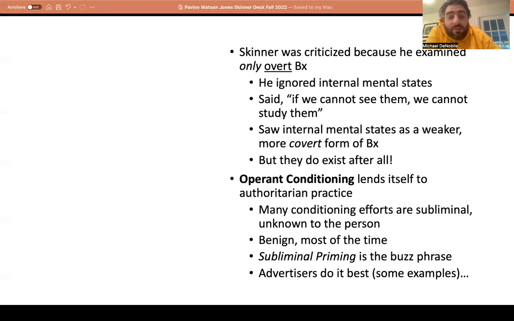Operant conditioning lends itself to authoritarian practice. Many conditioning efforts are subliminal, unknown to the person, benign most of the time. Subliminal priming is the buzz phrase. Advertisers do it best. Some examples would include sexual pictures in advertisements that have nothing to do with sex. So, for example, car commercials. Some car commercials will have very beautiful women in them because sex sells, and a guy may think, well, if I buy this car, I'm going to get more women.